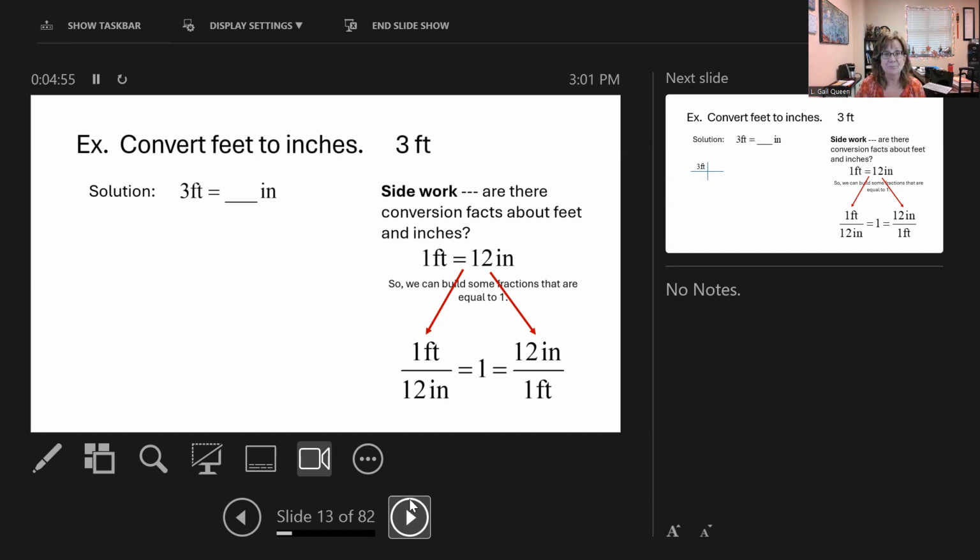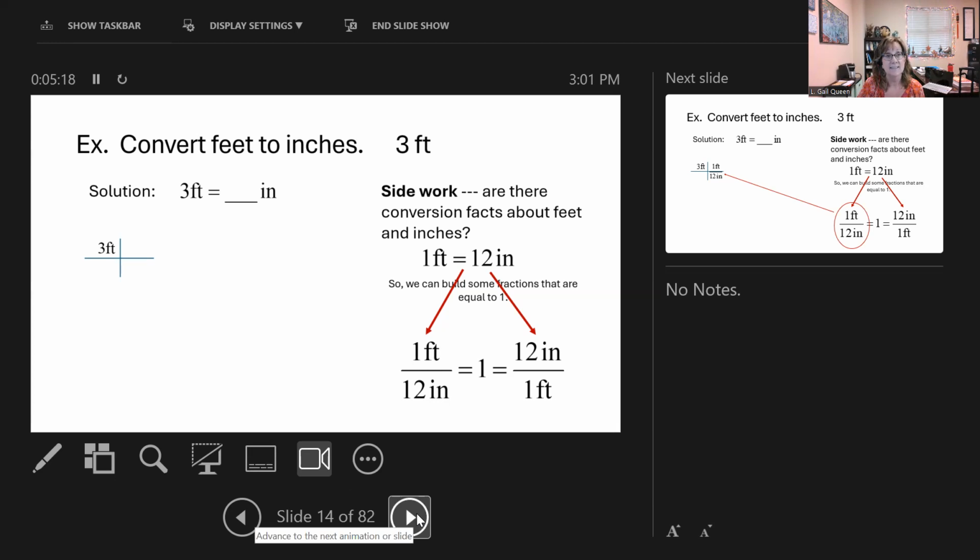Okay, so how do I use this to help me? We're going to start the problem by writing out the given quantity. It says convert feet to inches, and they start you with a given quantity, 3 feet. So write that down, and you're going to put it in this little table. We're going to put the quantity that we start with in the top left corner of that little table.